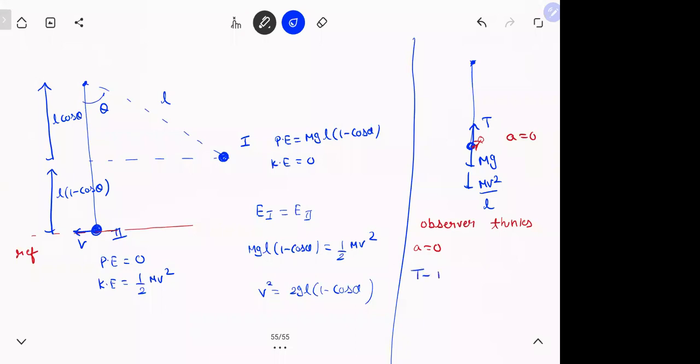So that will be T minus mg minus mv square by L is mass into acceleration, which was 0. So tension is mg plus mv square by L. So we got two equations. Put it on. I'll solve it in the next page. Figure out any doubts, ask me on this thing.